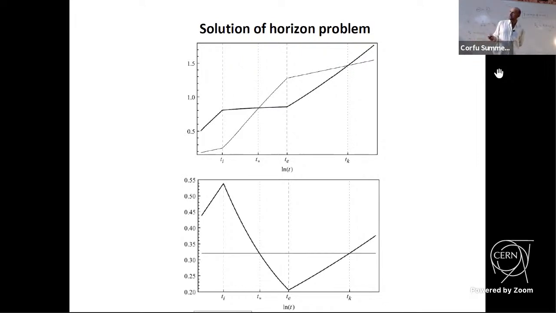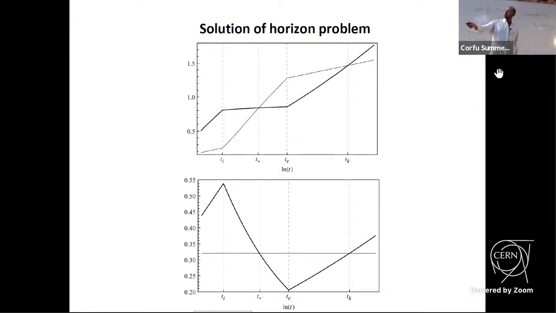The plot is so: this thin line is the proper wavelength of some perturbation, and the thick line is the Hubble rate, capital R, which is the Hubble radius. So it's A times R_H. And if you prefer co-moving distances, you can follow the bottom plot, which is the co-moving wavelength, which is constant, and the co-moving Hubble radius.